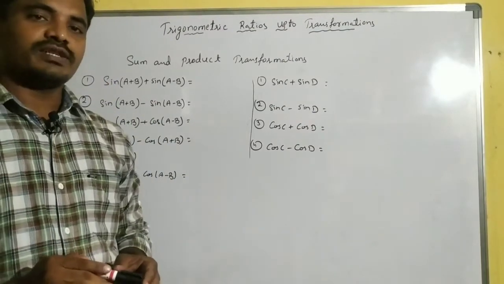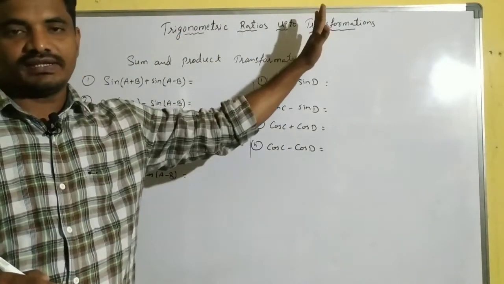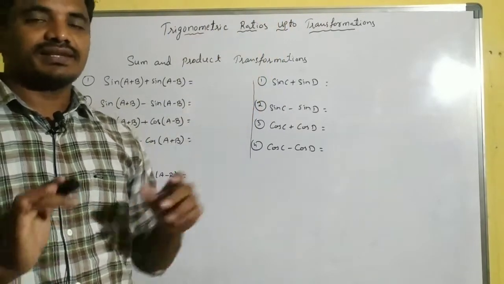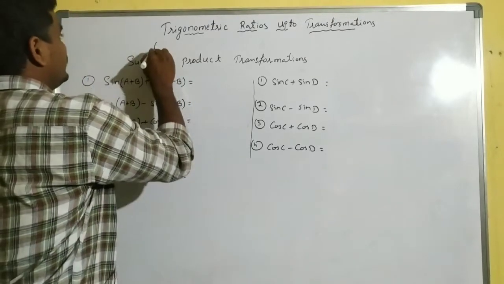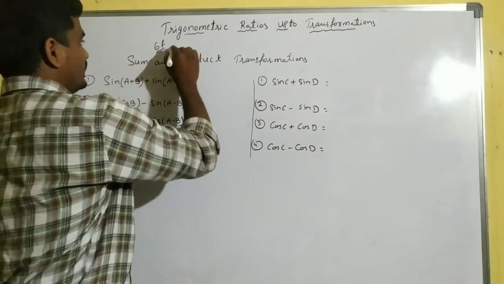In this video I am going to explain 7 more questions from the trigonometric ratios up to transformations. This is from the 6th chapter, exercise 6F. From this I am taking 7 more questions.